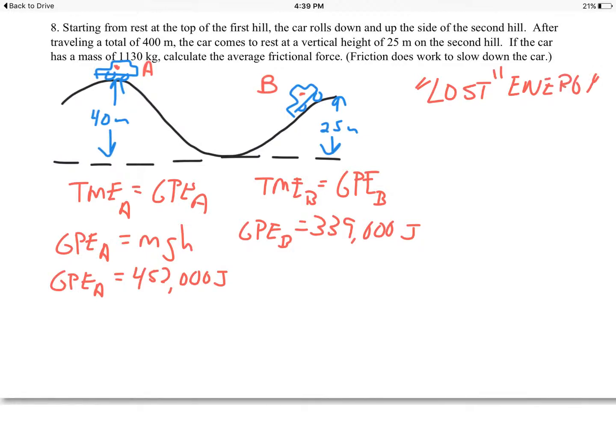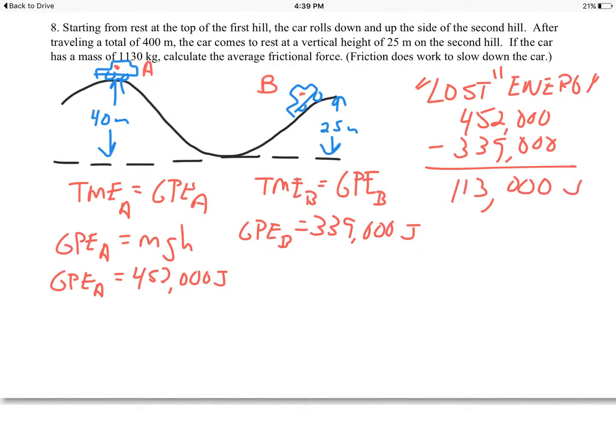But if I take the 452,000 minus the 339,000 joules, I get a transfer to heat of 113,000 joules of energy. And that's because of the frictional forces. Well, friction is doing work. The work done by friction is the force of friction times the distance you moved. And the work was this much. That's how much work friction does. It robs or transfers that energy into heat.